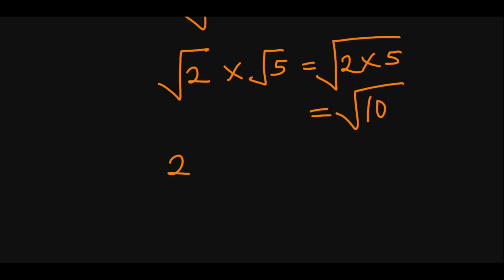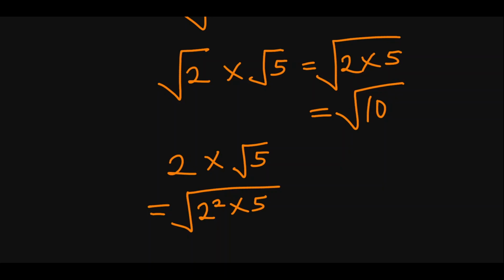Now, if we had 2 times root 5, you see that this 2 doesn't have a root, and it cannot go into this sacred space where 5 is. So what 2 has to do to get into this sacred space is square itself. So this is equal to the square root of 2 squared times 5. We squared the 2 first before bringing it into the root sacred space, so that by the time we find the square root, it brings the 2 out the way it was.